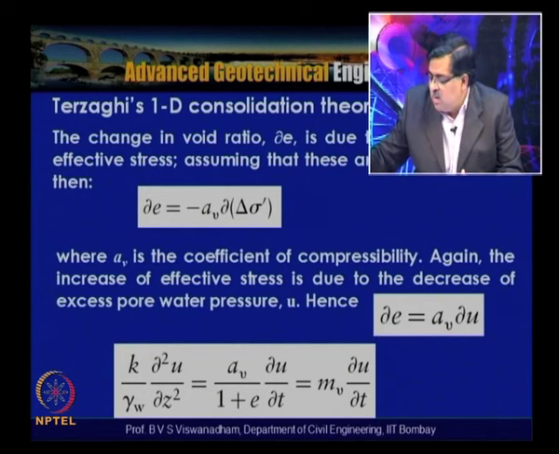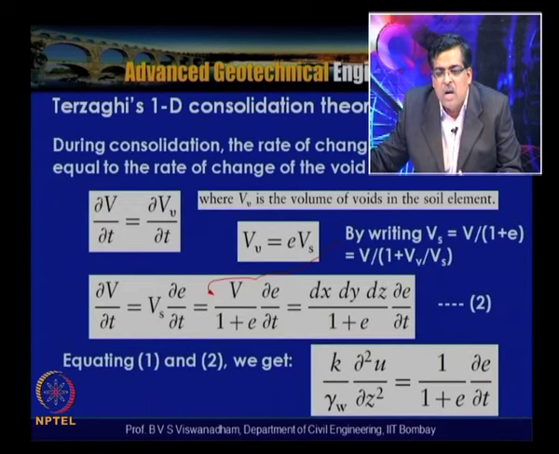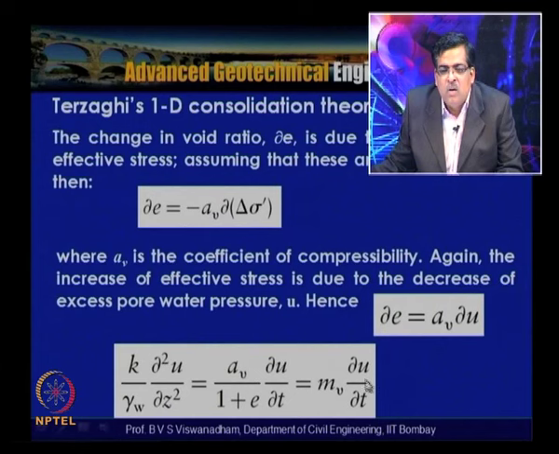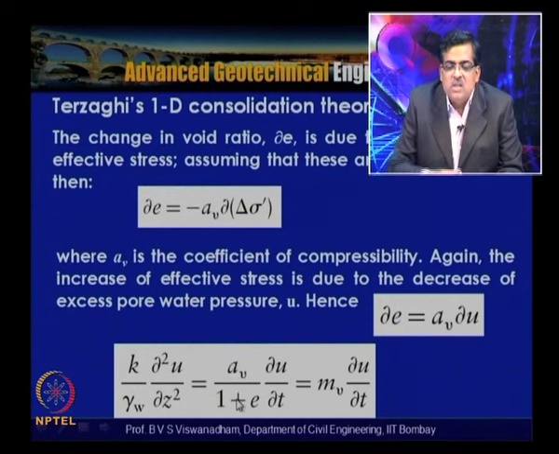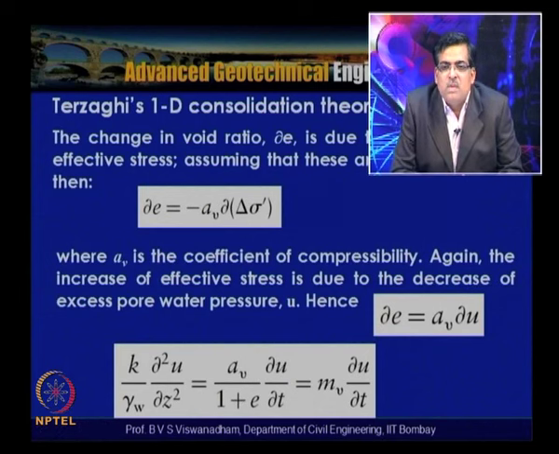So we can write the previous equation, k by gamma w ∂²u/∂z² is equal to 1 by 1 plus e into ∂e/∂t. What we have done is substitute for ∂e/∂t equal to av into ∂u/∂t. So k by gamma w ∂²u/∂z² is equal to av by 1 plus e into ∂u/∂t. This av by 1 plus e is defined as mv, the coefficient of volume compressibility. The unit of this is meter square per kilo Newton, because the coefficient of compressibility av has units of meter square per kilo Newton.